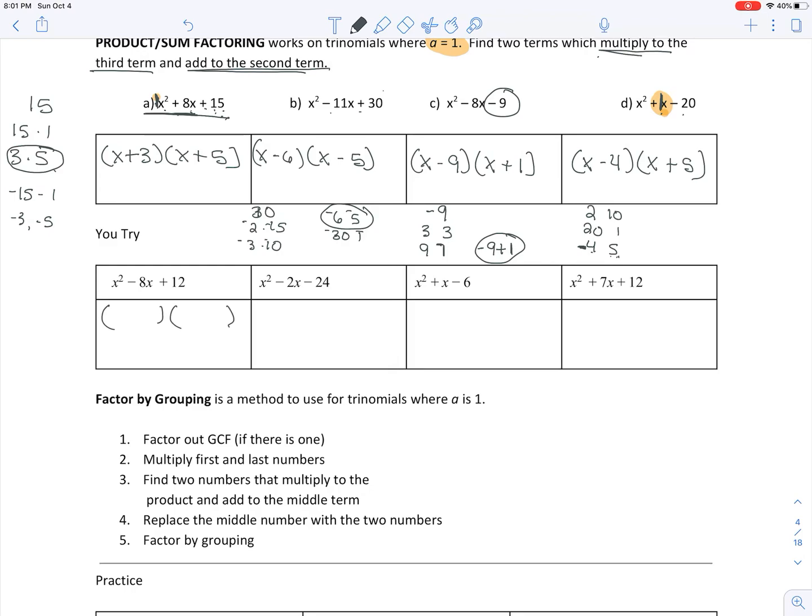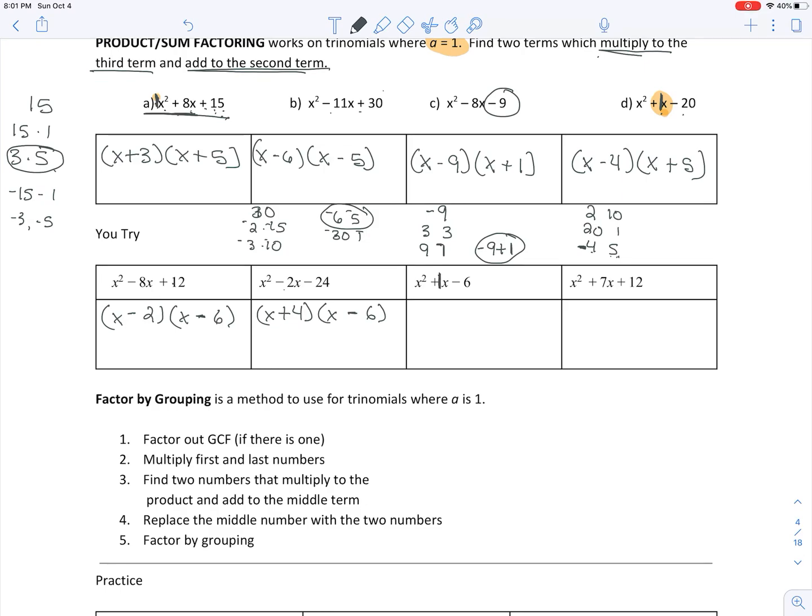What can I multiply to get 12 and add to get 8? 6 and 2. And because 12 is positive, they both would be negative, and the middle was negative. Next, I'm looking for two numbers that will multiply to get negative 24, which means they have to subtract to get negative 2. So 6 and 4, with 6 being negative and 4 being positive.